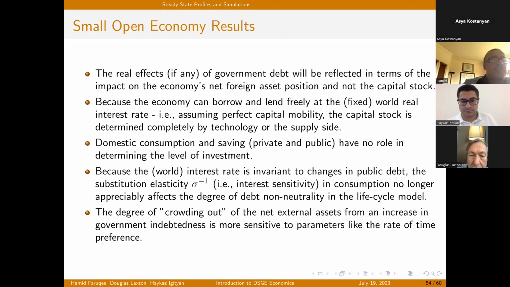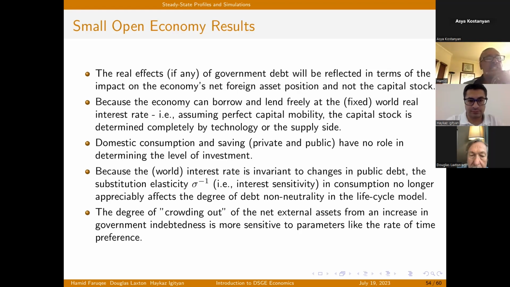So the other sort of experiments that we did in this model was to look at the small open economy case. In this case, because we have this assumption of a fixed interest rate that the small open economy can borrow and lend freely at, this perfect capital mobility assumption, the capital stock is determined basically by the supply side. So based on the world real interest rate and the parameters that enter the production function, the marginal products of capital, the installation costs, and so forth, the capital stock is pinned down by that.